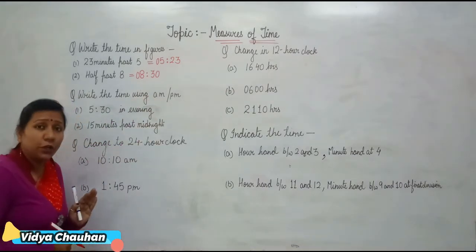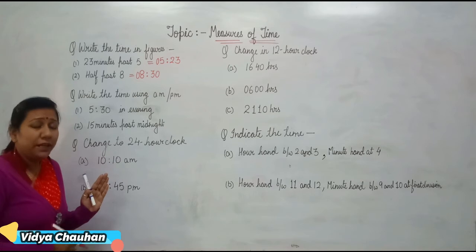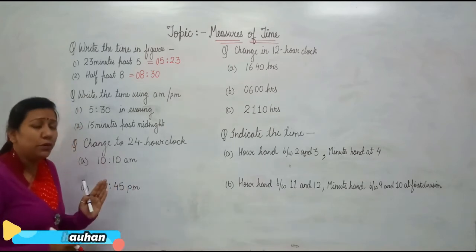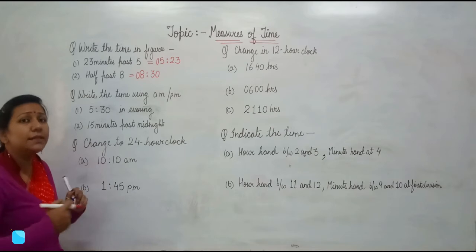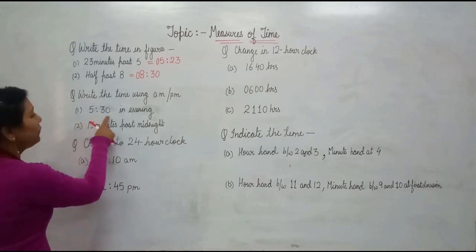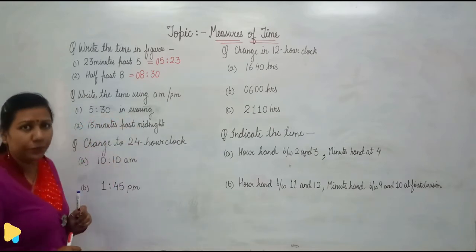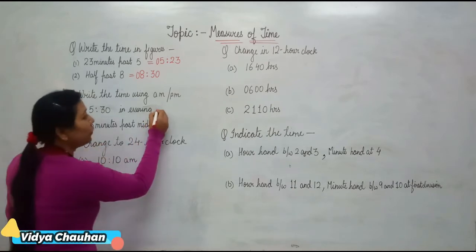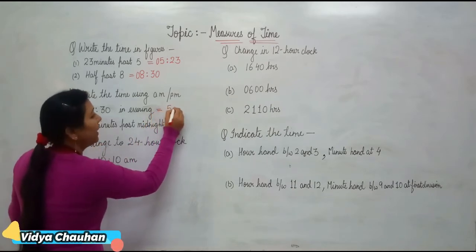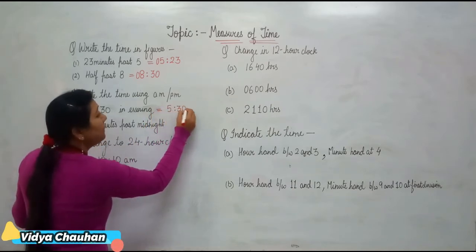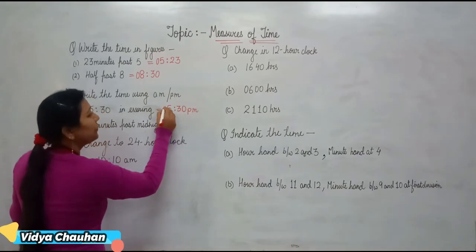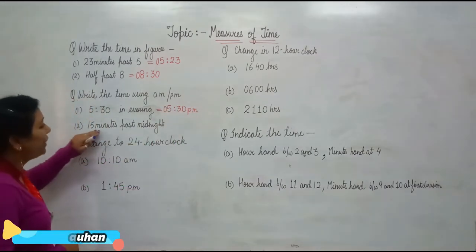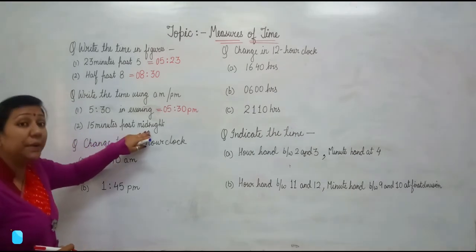As I have already told you, if it is 12 midnight to 12 noon, the time is AM, and if it is 12 noon to 12 midnight, then it is PM. So 5:30 in the evening. This is the time between 12 noon and 12 midnight. So it will be 5:30 PM. The second one, 15 minutes past midnight.